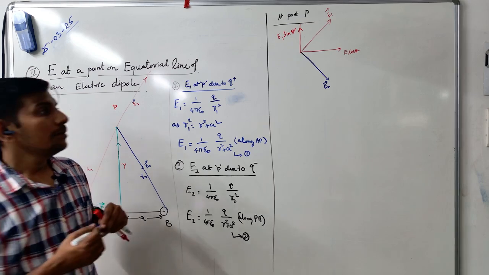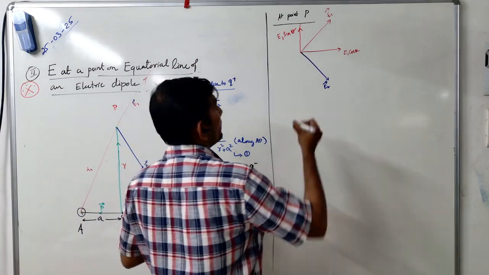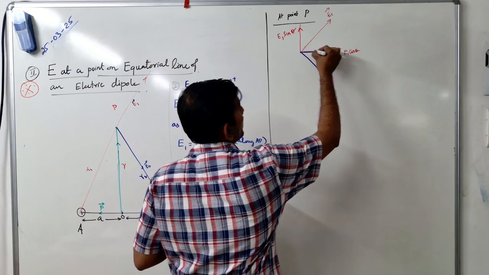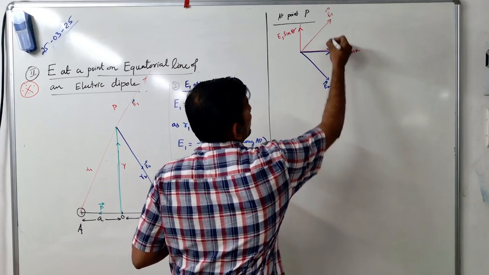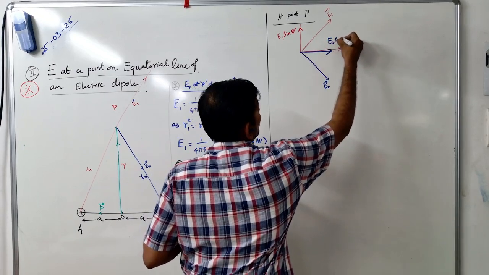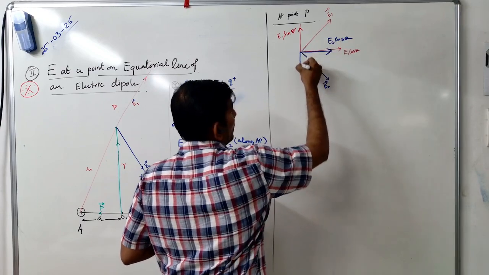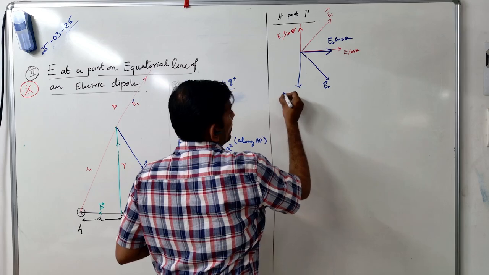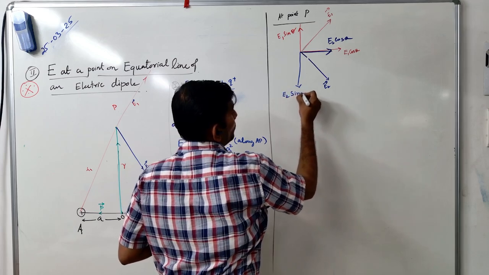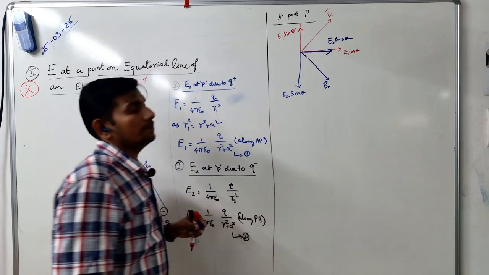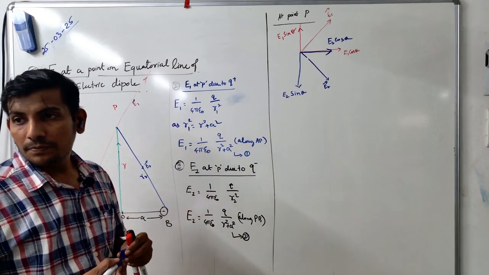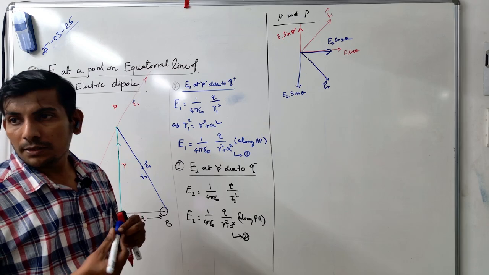Similarly, you can split the second vector: along the x-axis E2 cos theta, along the y-axis E2 sin theta. Got it?